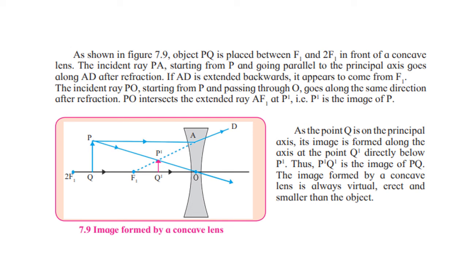In the same way, the next ray of light is passing through P to O without showing any change or any deviation. Wherever both the rays of light are meeting, you note that point and you draw the image, that is P dash Q dash. If you see over here, this is erect, and because it is erect, we call this image virtual. The image formed by a concave lens is always virtual, erect and smaller than the object, which is not so in case of a convex lens.